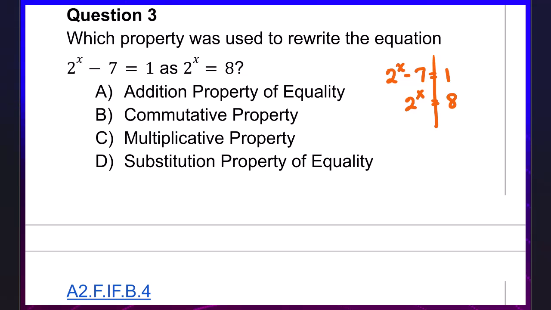Okay, so what you've got to do is figure out what changed between the first step and the second step. 2 to the power of x is the same, but the minus 7 isn't there anymore, which means that they had to do the opposite. They had to add 7 to both sides. So when you're adding 7 to both sides, that's just the addition property of equality.